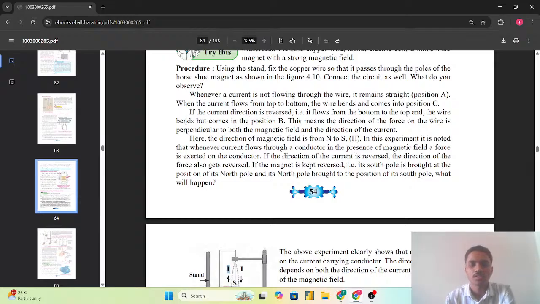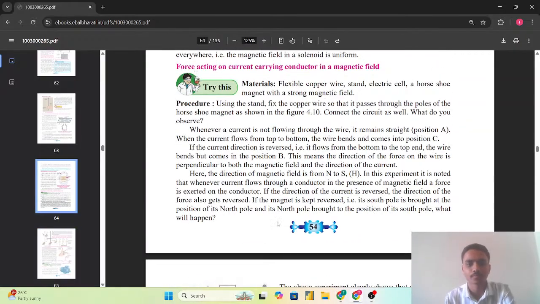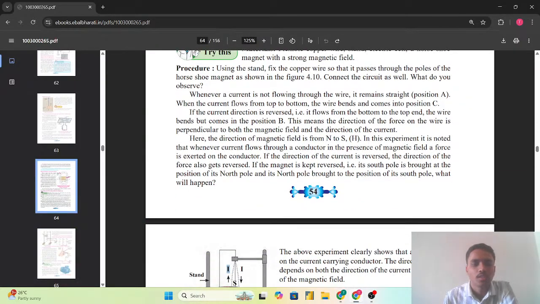So if the current direction is reversed, that is, it flows from the bottom to the top end, the wire bends but becomes in the position B. Or if we are reversing the direction of the current, the straight current carrying conductor will bend towards the position B, as we can see in figure 4.10. So here the direction of the magnetic field is from the north to the south.